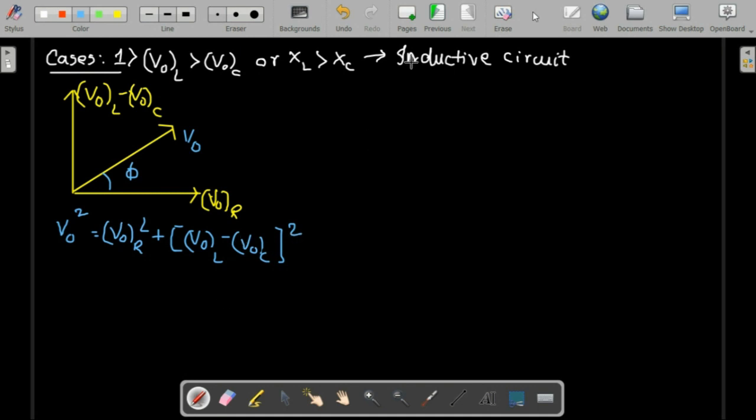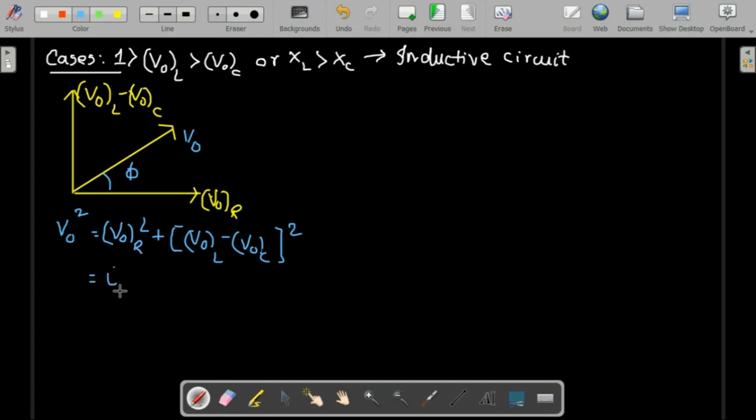So what are our relations between the V naughts? It is this one, right? So I naught R and so on. So we can just write down these relations here. We can simply write it down as. So let's just replace these values here.